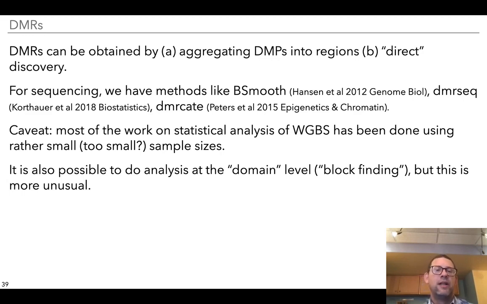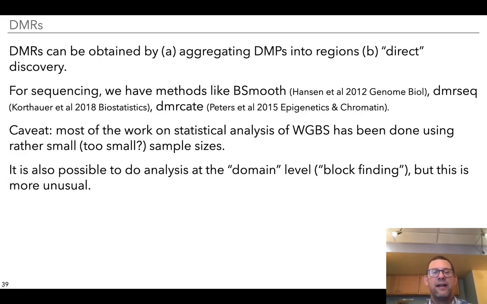Most of the work on statistical analysis of whole genome bisulfite sequencing has been done and assessed using very small sample sizes. There's a lot of focus on methods that work well with 1 or 2 or 3 samples. And I think that's a little bit problematic. We know that DNA methylation varies between people, but it's really mostly a cost issue. These days, whole genome bisulfite sequencing is starting to get cheap enough that we are beginning to see studies with tens or hundreds of samples, and it's going to be interesting to see what kind of methods emerge here.